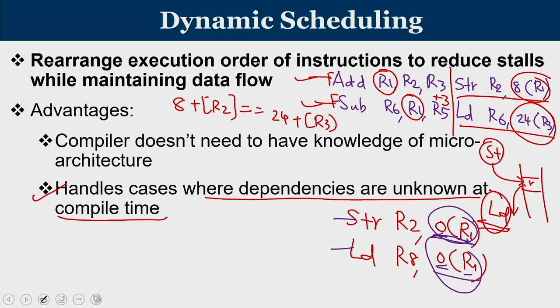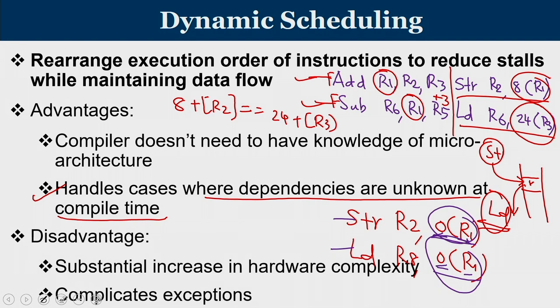This is the case mentioned here: handling cases where dependencies are unknown at compile time. This can be resolved only at runtime. So, the compiler cannot reorganize. If the compiler tries to reorganize them, seeing that there is no dependency between them, then it is going to create troubles.